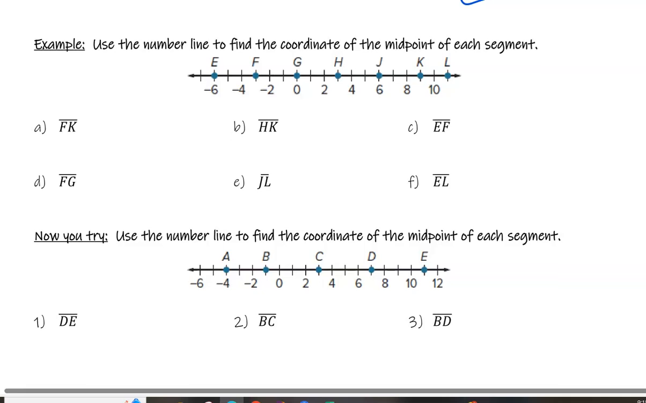All right, down here we have finding the midpoint. You're going to take F and K and find that distance, but then only go halfway to get to the middle. From F to K is 1, 2, 3, 4, 5, 6, 7, 8, 9, 10, 11, 12. So we want to go 6: 1, 2, 3, 4, 5, 6. So right here, at 3, is our midpoint of that segment. For HK, again, you're going to count 1, 2, 3, 4, 5, 6. So we're going to only go 3, and right here at 6 is the midpoint.